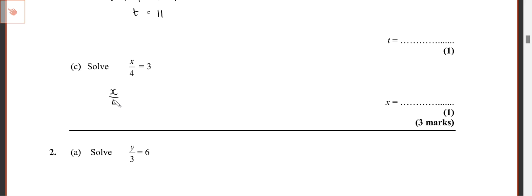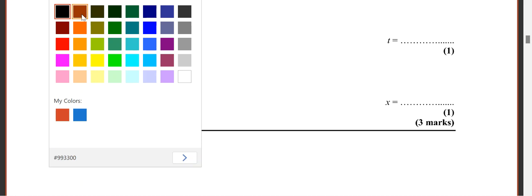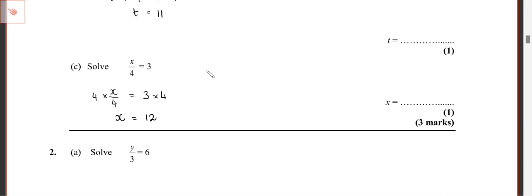So we have x divided by 4, we have to times that by 4, because that leaves me with just x. But on the other side of the equals, we also need to times by 4, and we get x therefore equals 12. And we haven't done it yet, but let's just do a check.